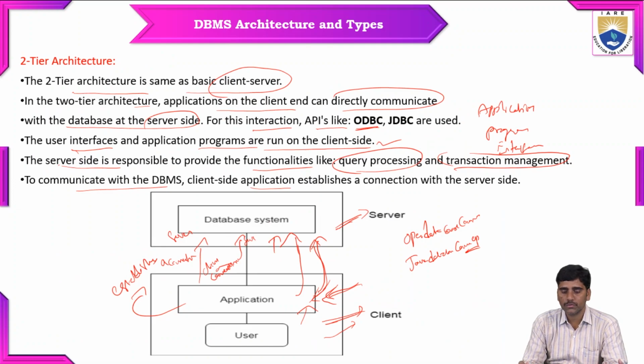In 2-tier architecture, the application on the client side will interact with the database server. The database server will take the place of interacting with the user.